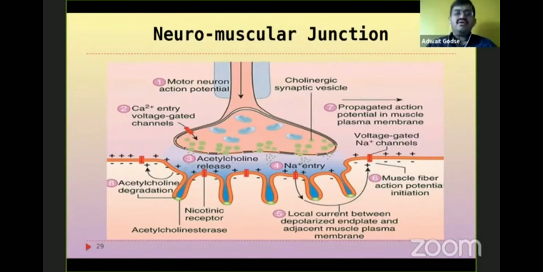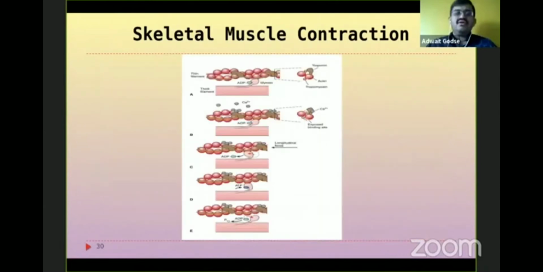A disease of the neuromuscular junction is myasthenia gravis. It is an autoimmune disease in which there is development of autoimmunity against NM type of receptors, and there is progressive muscular weakness. Skeletal muscle contraction, as we have already seen briefly: the role of calcium is that it goes and binds to troponin, the C subunit of troponin. Here it goes and binds. There is a conformational change, and there is exposure of the myosin binding site.